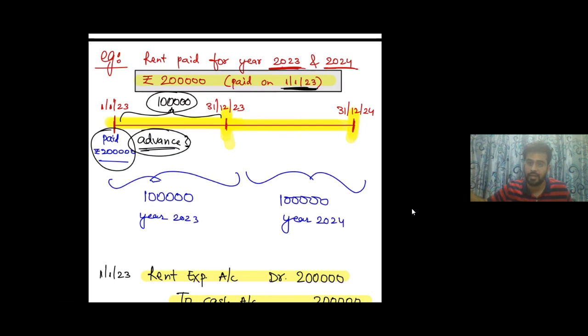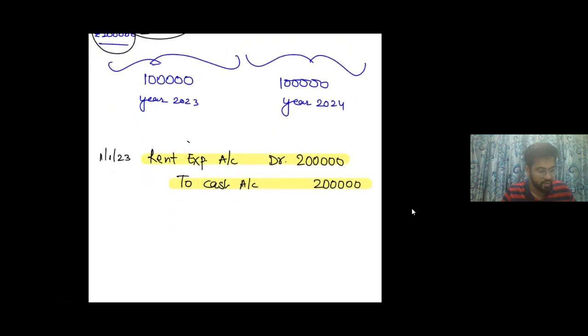The rent is paid for the ahead period. The benefits are yet to be received. So this is an asset. This is not an expense. That is the reason I will not use the rent expense account here. What I will use, just see it. I will use the prepaid rent account because it is not the expense as on date.